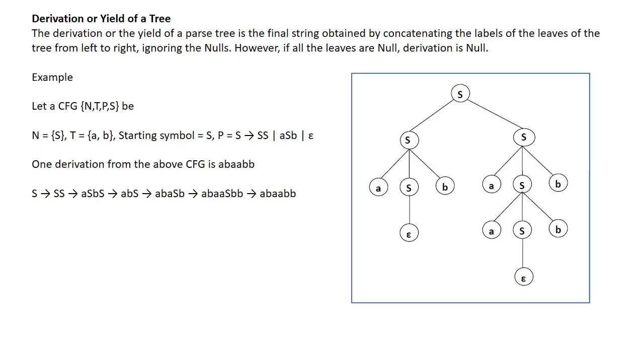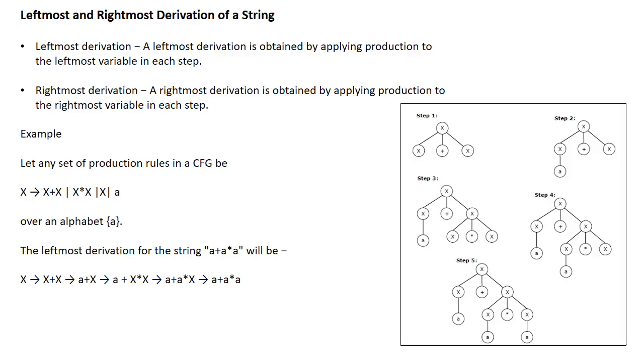So for example, a tree is shown over here. You can see it consists of leaf nodes. If I combine all the terminal symbols present in the leaves of the given tree, I am getting the string ABA, ABB. So you can combine all the terminal symbols which are present in the leaves, which is nothing but called the derivation or yield of the parse tree.